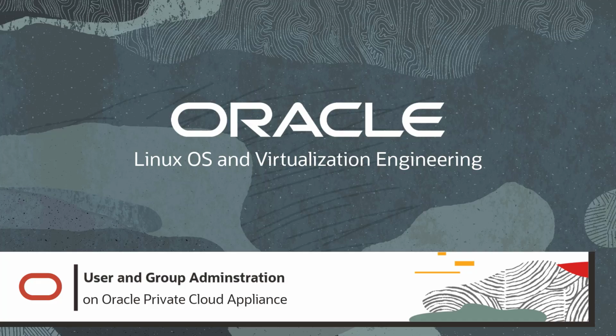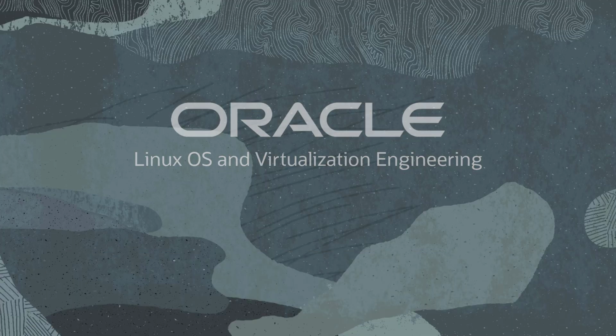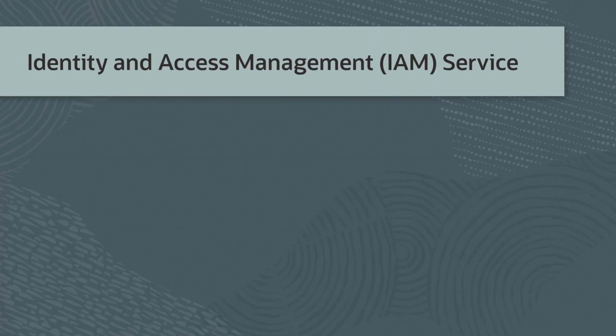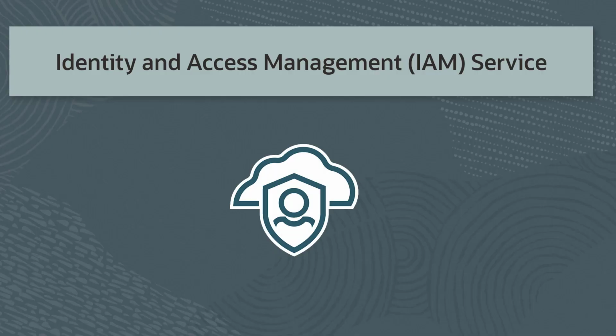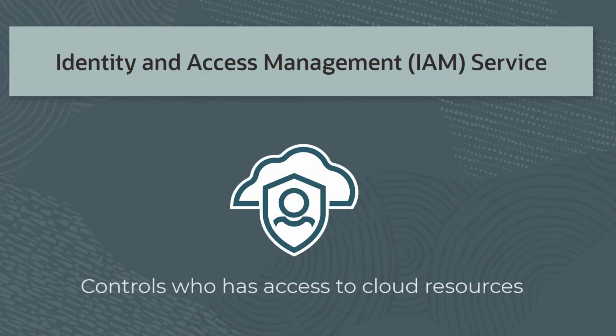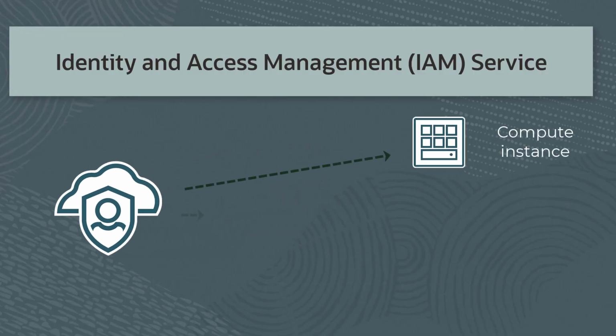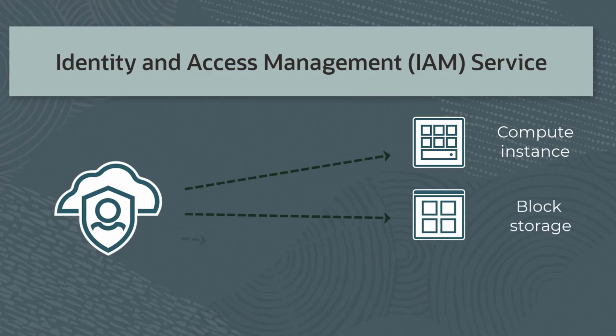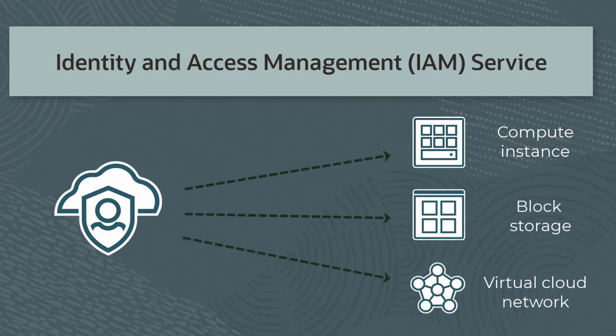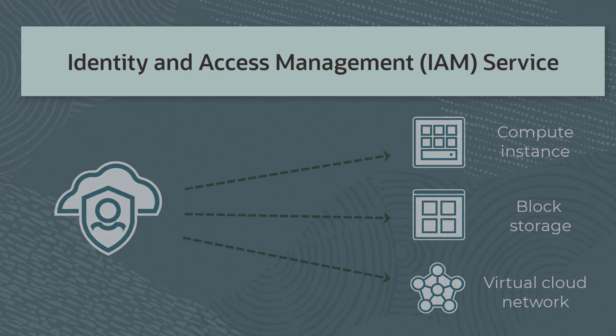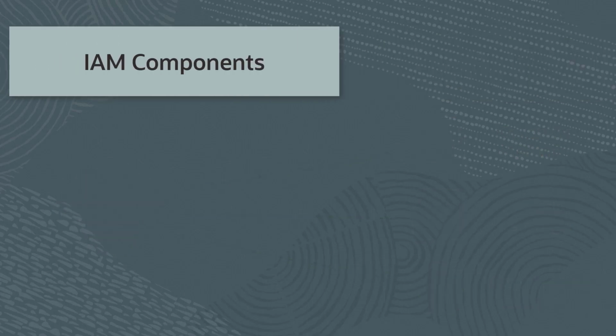In this video, I'll show you how to perform user and group administration on the Oracle Private Cloud Appliance. The Identity and Access Management, or IAM service, lets you control who has access to your cloud resources. For example, who can create compute instances, block storage volumes, and virtual cloud networks. With the IAM service, you can control what type of access a group of users have and to which specific resources. First, I'll introduce you to a few of the IAM components we'll work with in this video.